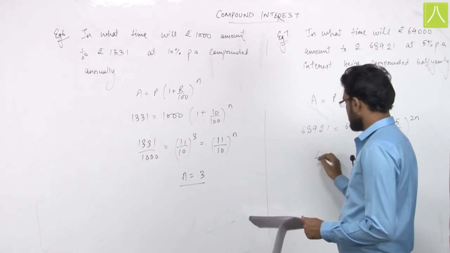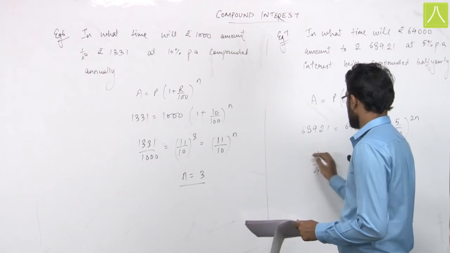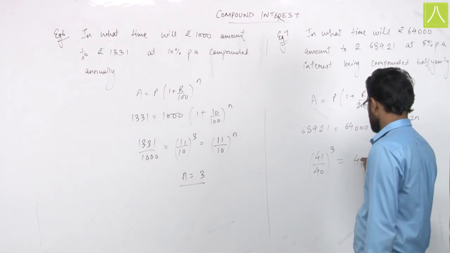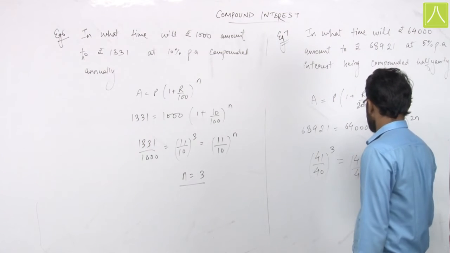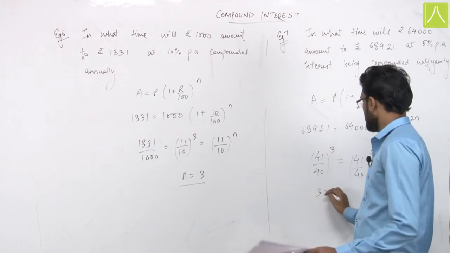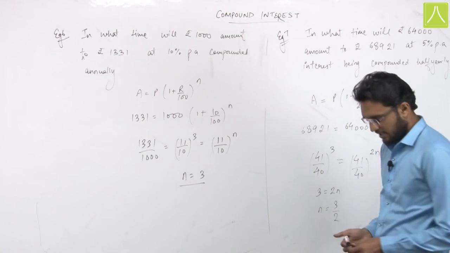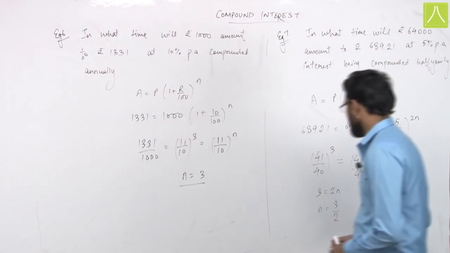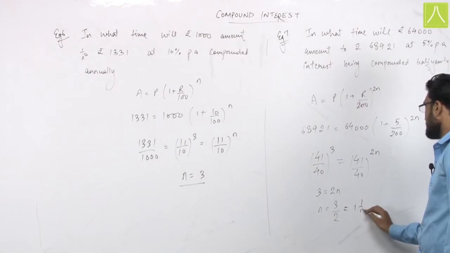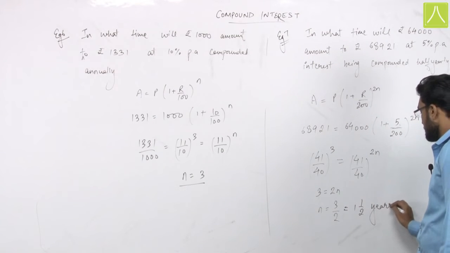Solving this, we get 41 upon 40 whole cube, which is equal to 41 upon 40 whole power 2n. Therefore 3 is equal to 2n, so n is equal to 3 by 2. That is the value of n, that is the time, which is equal to 1.5 years.